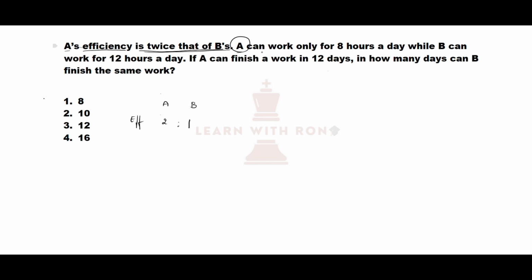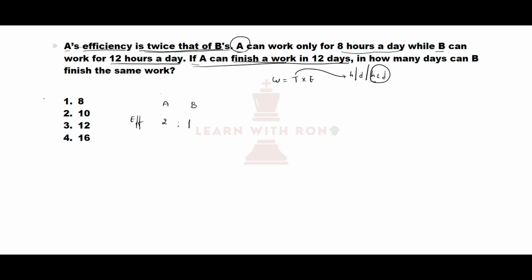And A can work only 8 hours a day, while B can work 12 hours a day. A can finish a work in 12 days. We all know that work is equal to time into efficiency. Here time may be hours or days or both hours and days. When they have given hours and days, we will multiply both hours and days. Okay. Now see what they have given.